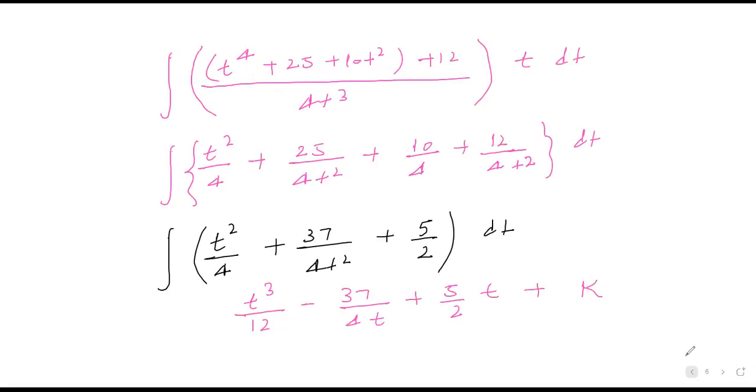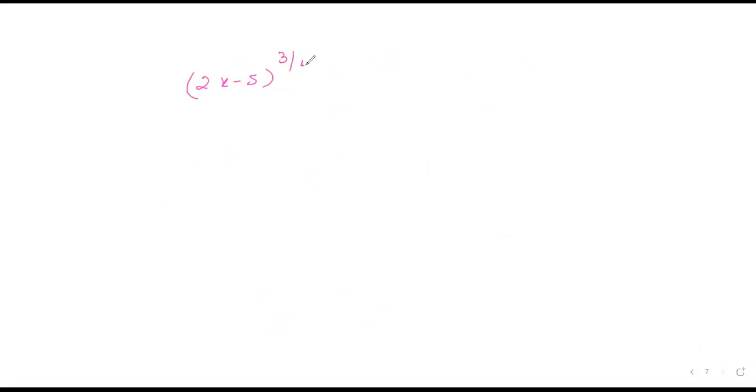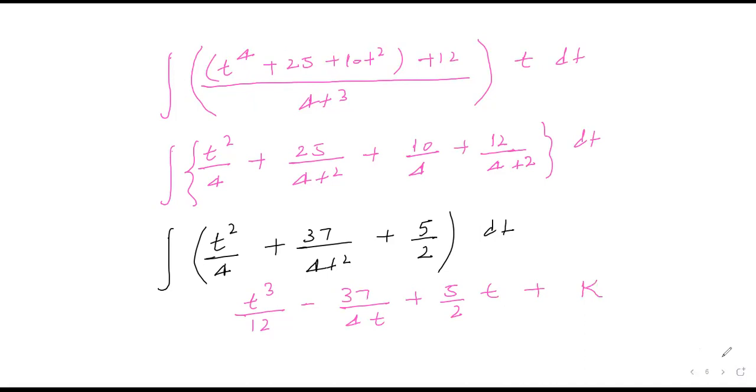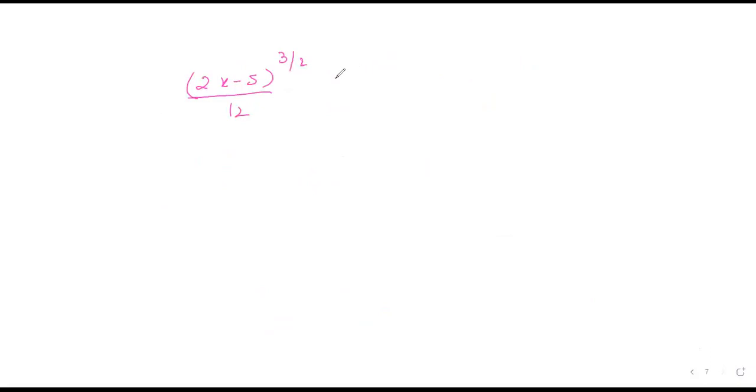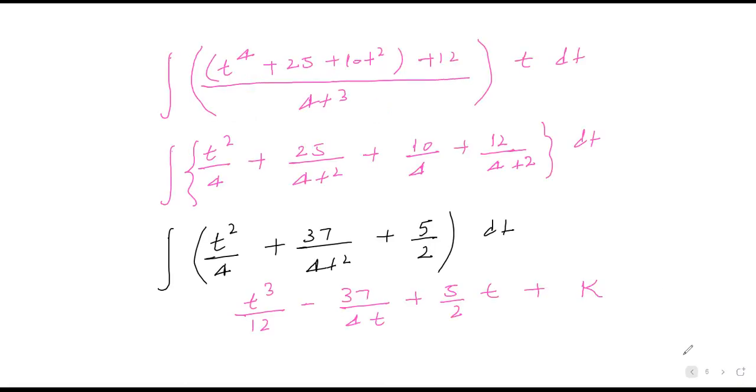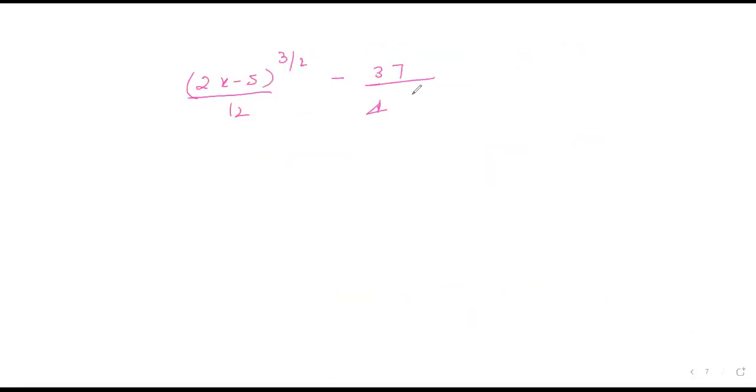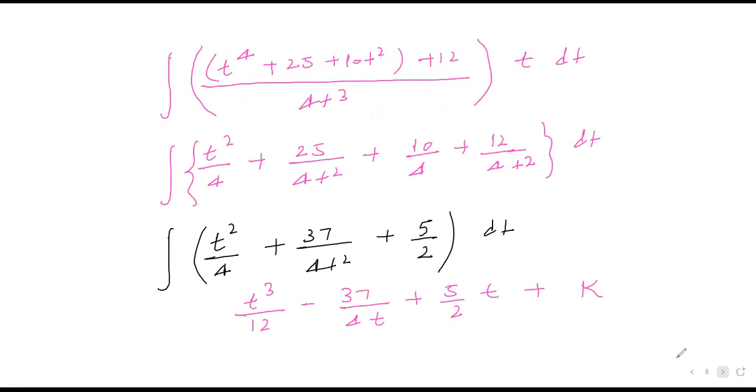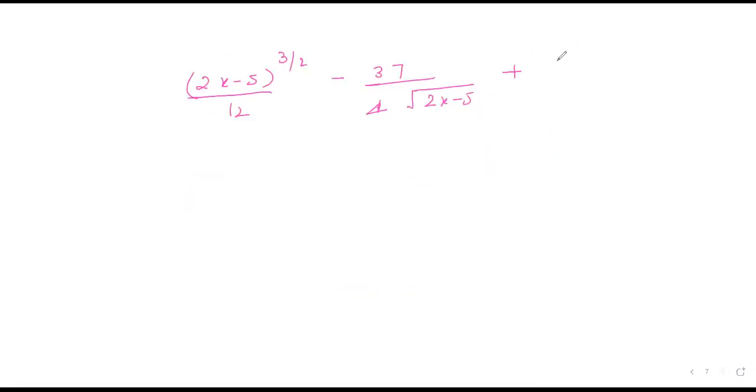So your final answer will be (2x minus 5) raised to the power 3 divided by 2 upon 12 minus 37 divided by 4, and t is basically square root of 2x minus 5, plus 5 divided by 2, and t is square root of 2x minus 5.